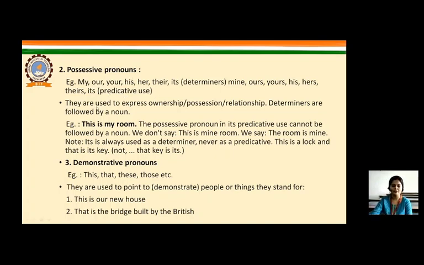So what are possessive pronouns? Possessive pronouns, example my, our, your, his, her, their, its, determiners, mine, ours, yours, his, hers, theirs, etc. So as you can see that all these pronouns are used to express ownership, possession or relationship.